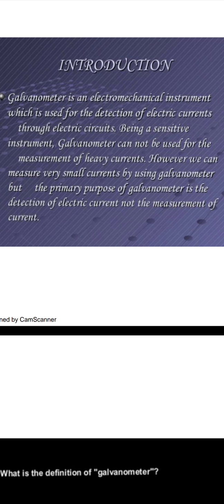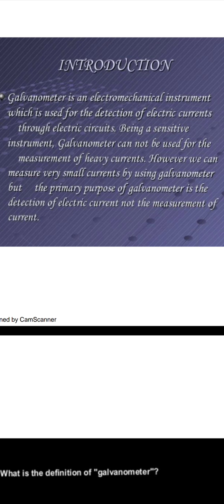A galvanometer is an instrument which is used for the detection of current. So we can say the galvanometer is used for measuring very small values of current. It is not used for measuring heavy currents, because it is a sensitive instrument. Being a sensitive instrument, it cannot be used for heavy current. In practical work, we use it to measure the value of the current. So a galvanometer is a device which is used to detect the current in a circuit, but of the smallest value.